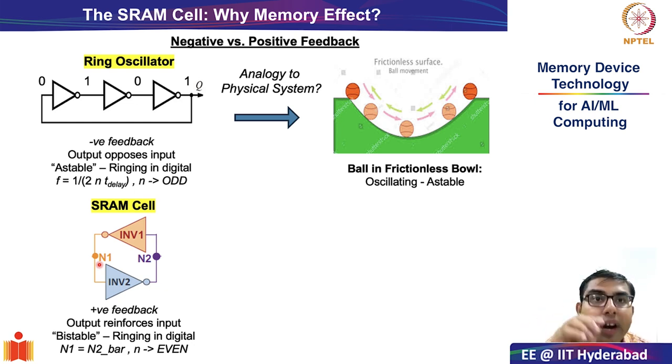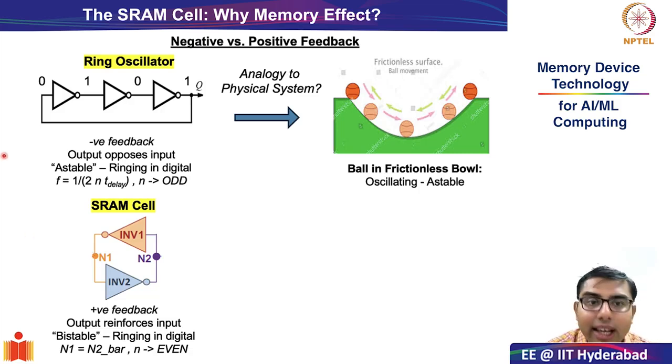And this is the fundamental reason for having the memory effect in a cross-coupled inverter, which is the heart of the SRAM cell. So this is a very important concept. Let me just repeat it for you. If I write any value on N1, it may be 0 or 1, because it is connected in this cross-coupled inverter fashion with an even number of inverters, there will always be a positive feedback. That means the output of the last stage will reinforce the input of the first stage.